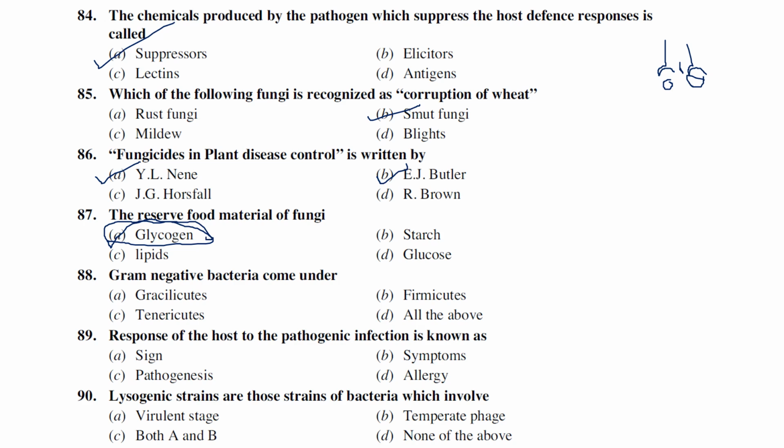Gram-negative bacteria come under Gracilicutes, Firmicutes, Tenericutes, all the above. Gram-negative bacteria come under Gracilicutes. Gram-positive bacteria, Firmicutes. Bacteria without cell walls are known as Mollicutes. Phytoplasma and spiroplasma come under Mollicutes.